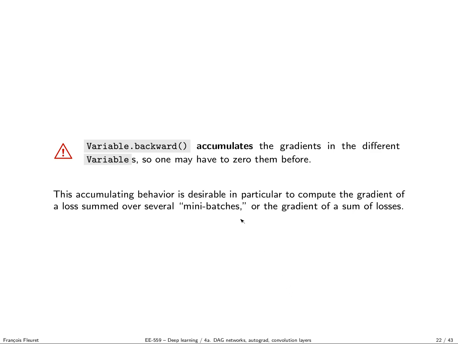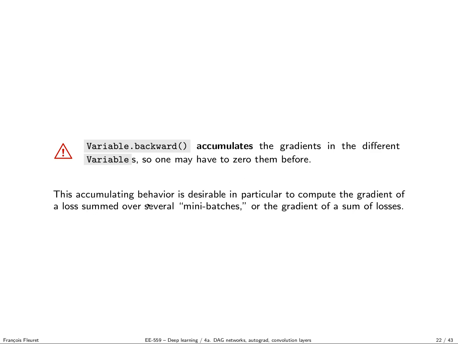Important technical detail: variable.backward accumulates the gradient in the different variables. So if it's not the first time you call it, and you know that you already have stuff in the grad of your parameters and variables of interest, you have to zero them before. We'll come back to this.